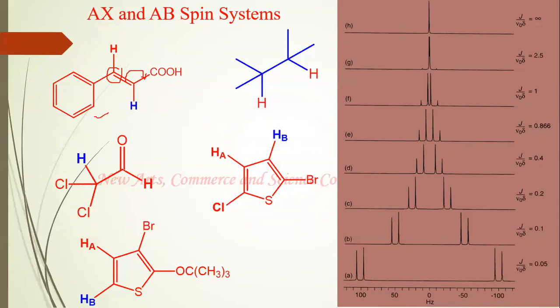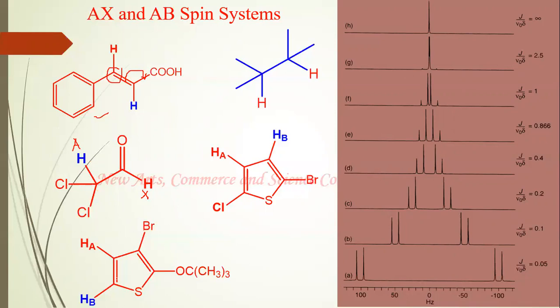Again, this is another example where the aldehydic proton will have a large chemical shift value, around 9.1 or 9.2, but this proton present on the alpha carbon atom will not have such a large chemical shift value. So this is another example of an AX spin system. I can call this a proton which is comparatively shielded and this an X proton. So this will be an AX spin system.